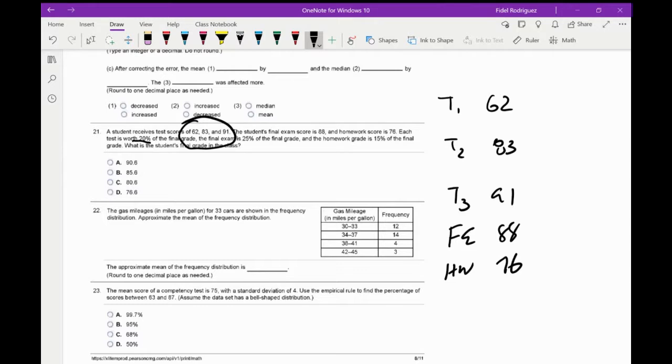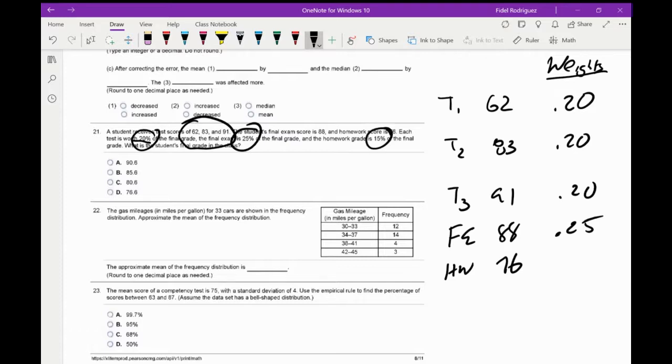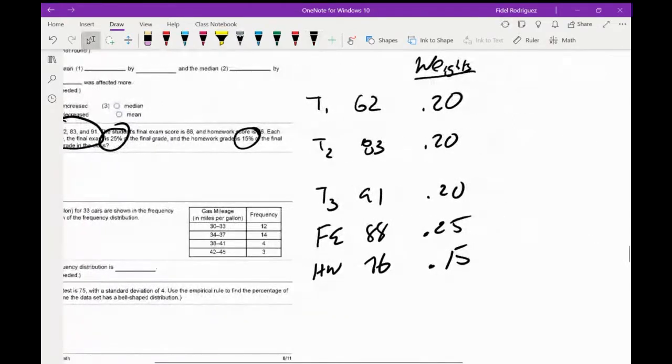Okay, and then it says each test is worth 20% of the grade. So here we're going to put the weights. The first test is 20%. As a decimal, it's 0.20 for the first 3 tests. And then it says the final exam is 25% of the grade, so this is 0.25. And then the homework grade is 15% of the grade, so this is 0.15.